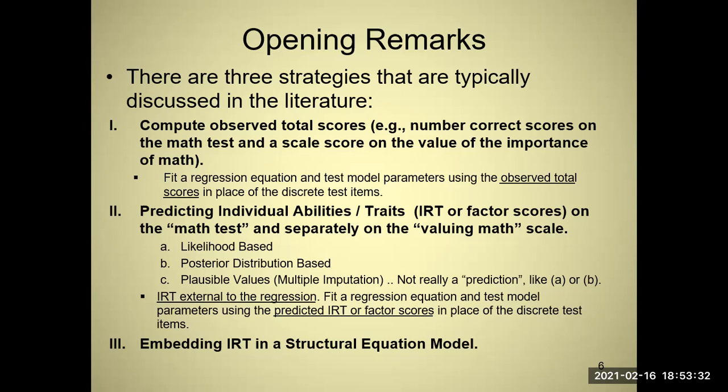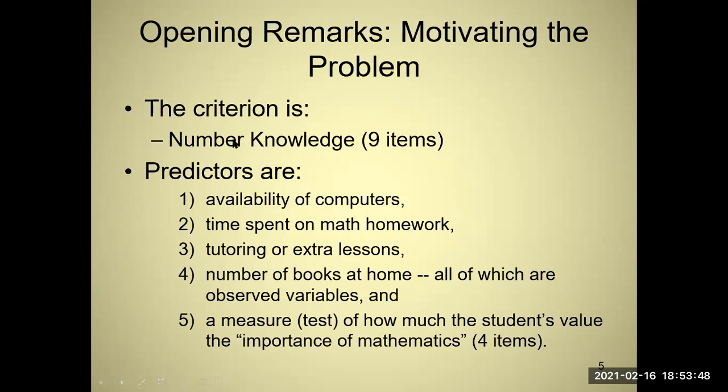And then you fit a regression equation and test model parameters using the observed total scores in place of the discrete test items. So it's very common here. You have a case like this. You would just create what would be called the number correct score here, which is you score all the items right, wrong, and then you add them up.